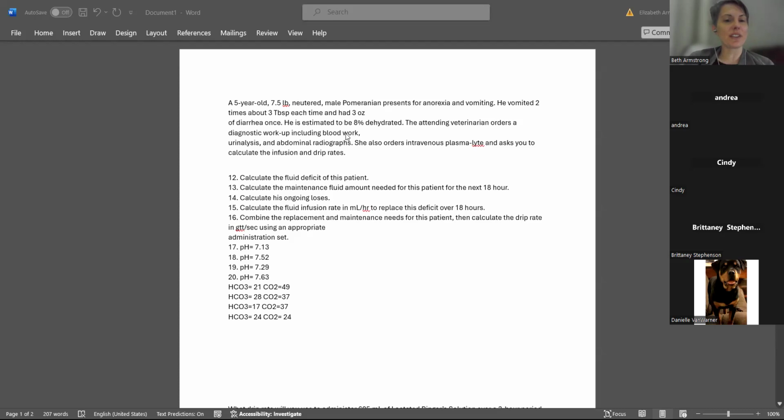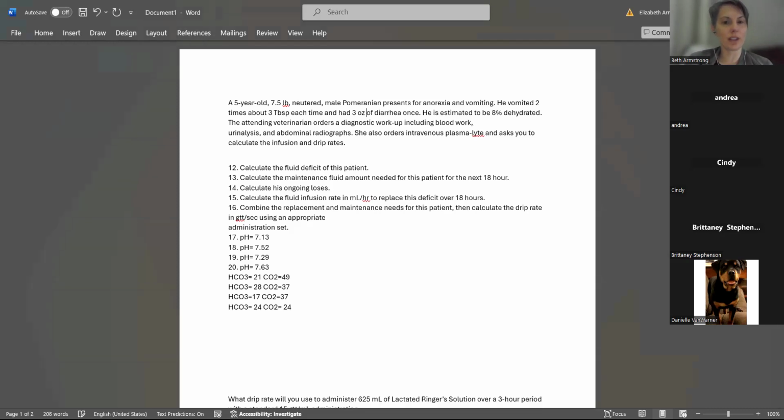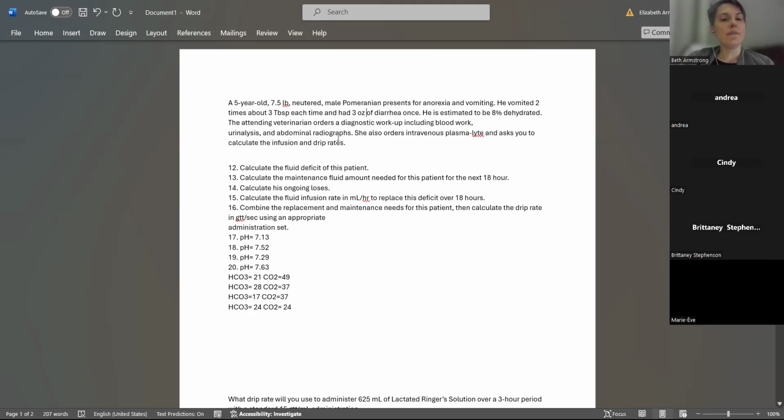So we have a 7.5 pound Pomeranian presented for anorexia and vomiting. He vomited 2 times, about 3 tablespoons each time, and had 3 ounces of diarrhea 1 time. Your veterinarian orders diagnostic workup, including blood work, urinalysis, abdominal radiographs, and she also orders IV plasma-lyte and asks you to calculate the infusion rates and drip rates. So that's a lot of information to unpack.